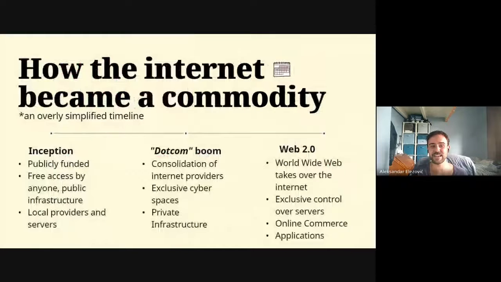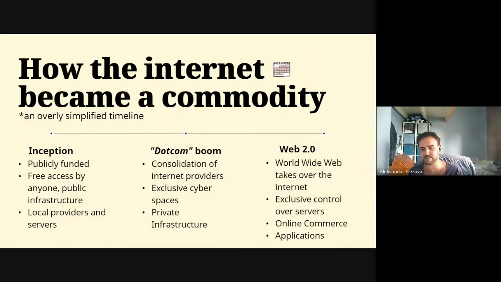So this is going to be a very simplified timeline of what happened to the internet and how it went from being a common free space to being something that we get subscriptions for.